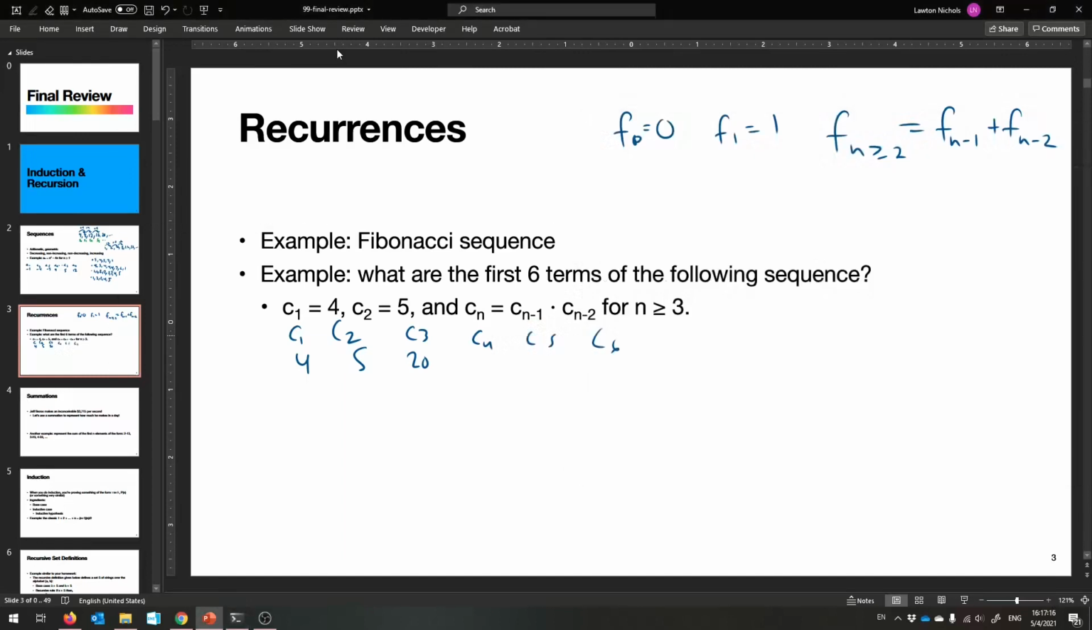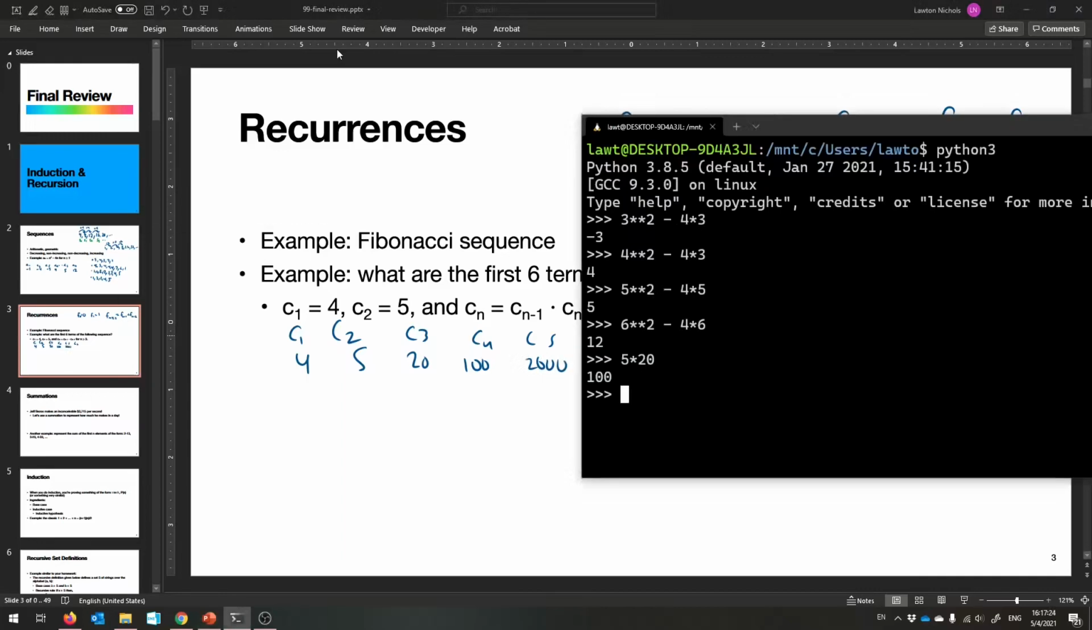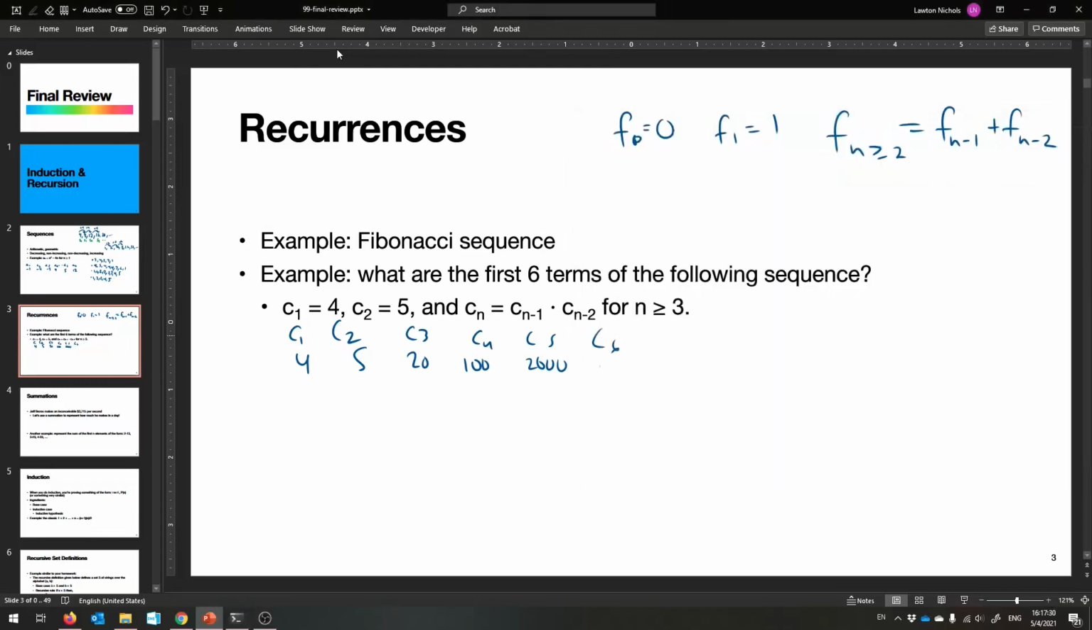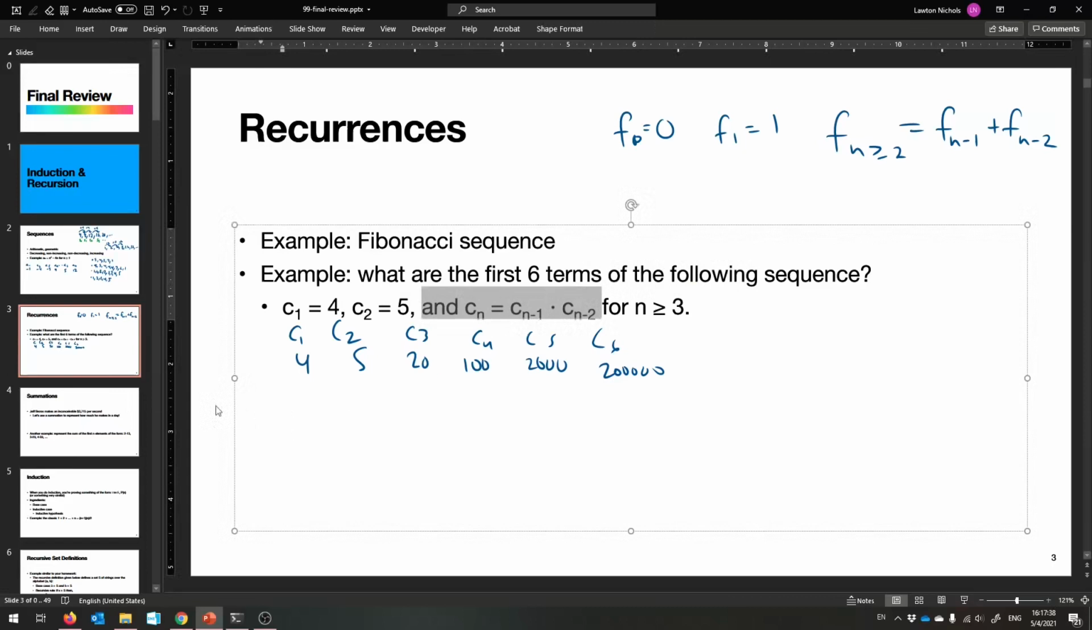See how I'm reading that? 100. This is apparently 2,000, right? 20 times 100, 2,000, and then 2,000 times 100 is 200,000. So those are the first 6 terms of the sequence. Okay, so that's recurrences. You can just define your sequence in terms of itself. That's all, not too bad.